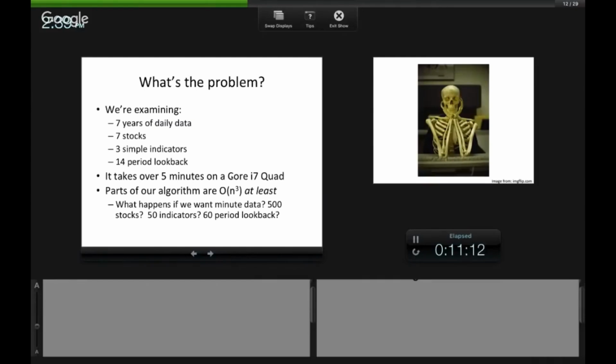I'm only looking at 7 stocks. A lot of times you'd like to at least consider the entire S&P 500 for trading, maybe the entire Russell 3000. I'm using 3 indicators. A lot of times people will use a basket of indicators that numbers 10, 20, 50. And I'm only looking back over 14 days. You might want to do 28, you might want to do a 60-day look back period.